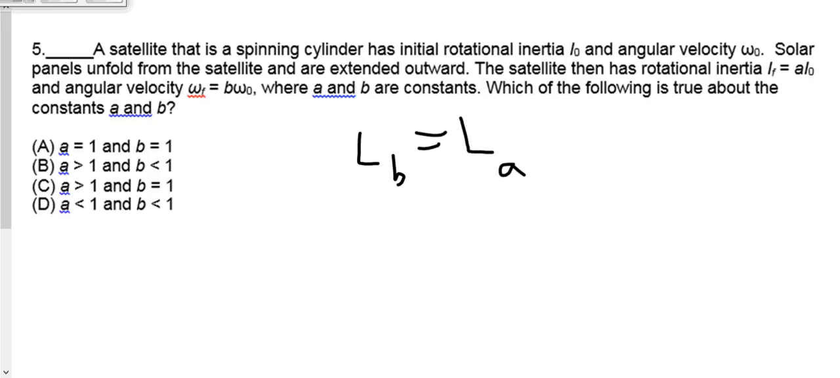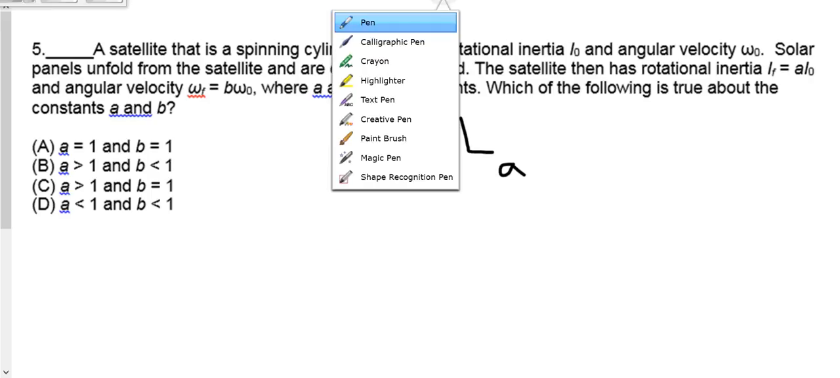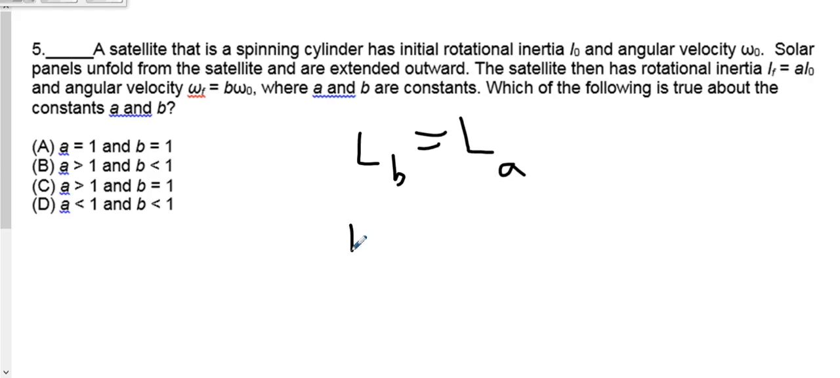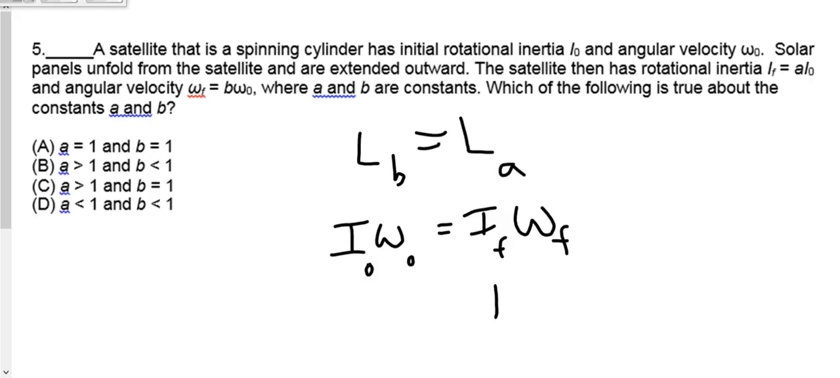We can say that the rotational inertia, I'm going to use the initial times the angular velocity initial has to be the same as the rotational inertia final times the angular velocity final. So we know that when he puts the solar panels down, that the rotational inertia has to go up, right? Because he's now extending mass outward, just like putting our arms out.